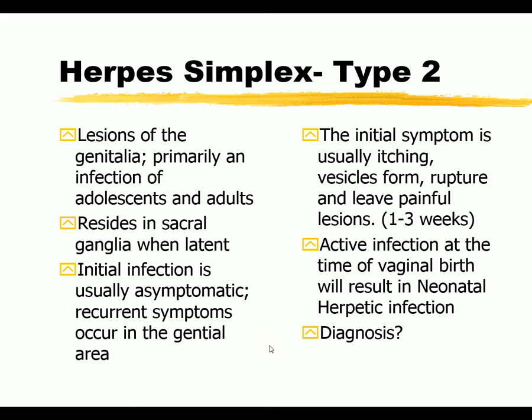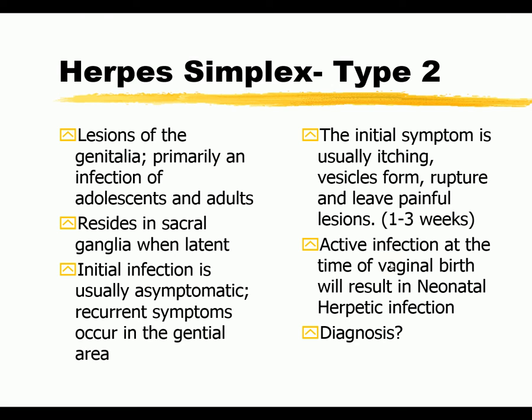Herpes simplex type 2, now we're talking about lesions of the genitalia, primarily an infection of adolescents and adults, even though we are seeing it in younger children. It resides in the sacral ganglia when latent. The initial infection is usually asymptomatic in children, with reoccurrent symptoms occurring in the genital area. The initial symptoms are usually itching, and vesicles that rupture, become very painful, and last up to 3 weeks.